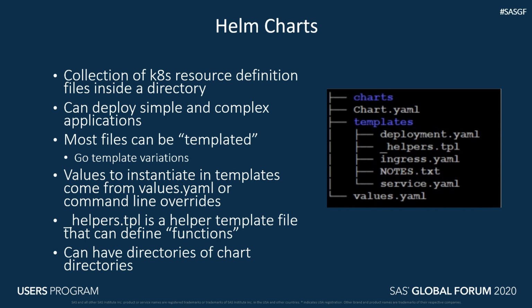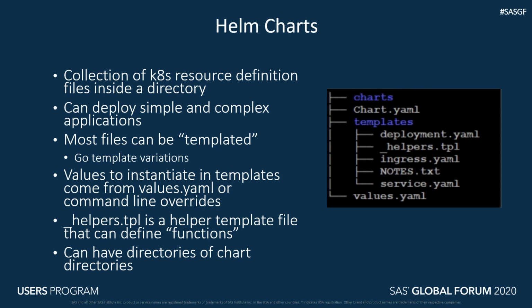Helm charts are a collection of Kubernetes resource definition files inside a directory. At the top level is just the directory, but you can see on the right-hand side here several different components. You can deploy simple and complex applications. Most files in a chart can be templated. What we mean by that is that it has a placeholder to substitute in actual values. It's a template, so you can substitute in different values. That allows us to do things like reuse one of these templated deployment files or service files, fill in the values that we want for that, and have everything else be the same.